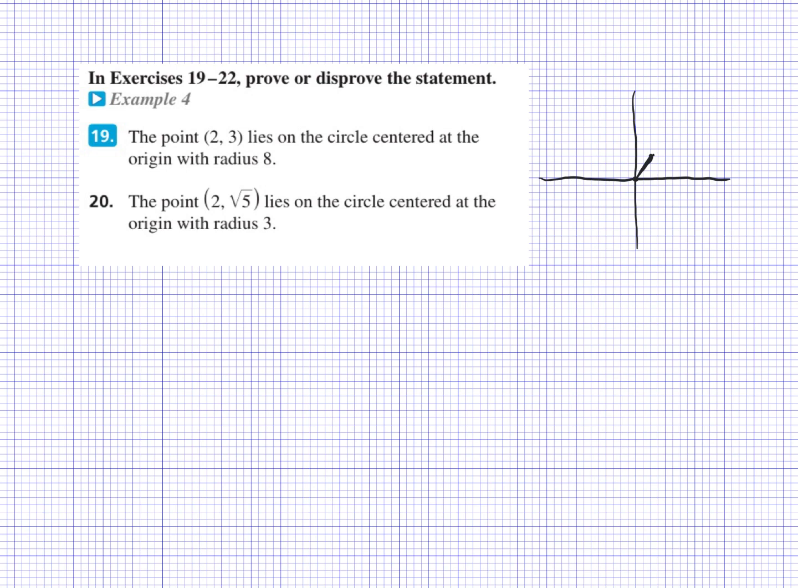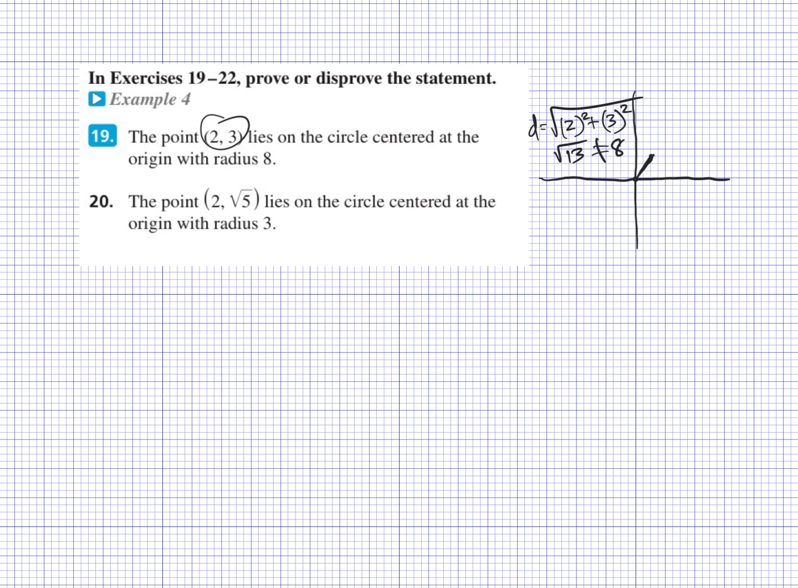Okay, let's find the distance from the origin to 2, 3. So the distance here is the square root of x minus x, 2 minus 0 is 2 squared, plus y minus y, 3 minus 0 is 3 squared. So that's 4 plus 9, the square root of 13. That would be that distance, which is not 8. All right, so we just disproved it.